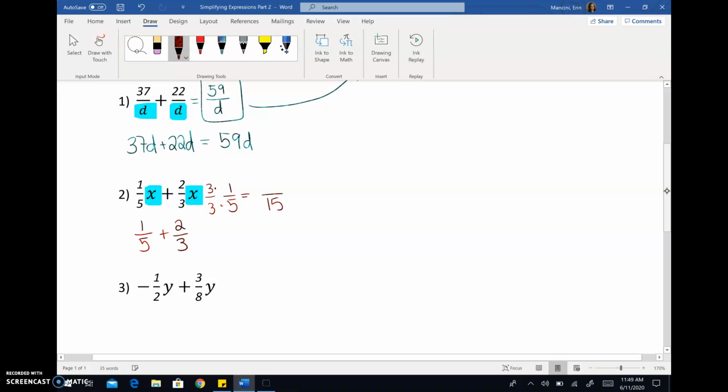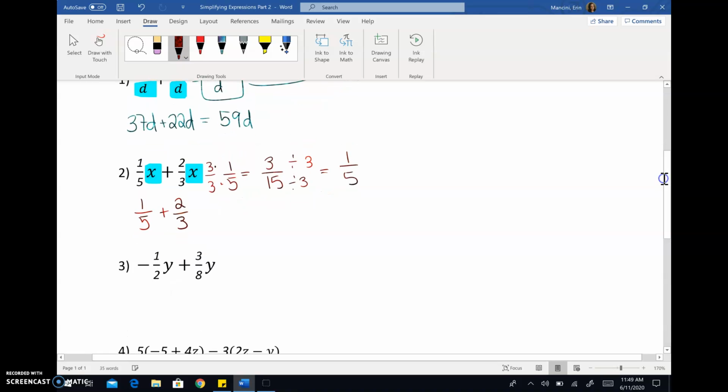So 3 times 5 gives us 15. 3 times 1 gives us 3. Which means that 1/5 is equal to 3/15. And if you don't believe me, you can try and go forwards and simplify that. Okay, divide each of these by 3. 3 divided by 3 is 1. 15 divided by 3 is 5. So that just proves that 1/5 is equal to 3/15.